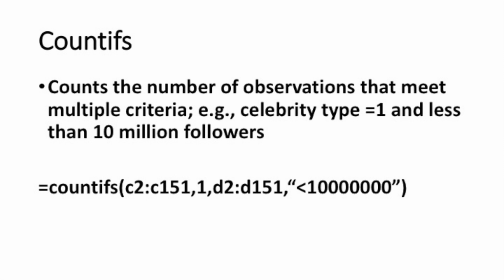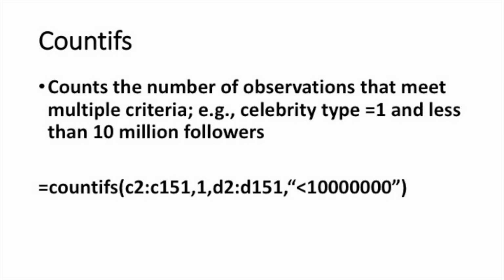So let's say the celebrity type variable is in the third column, which is column C, and the number of Instagram followers is in the fourth column, which is column D. And let's say we have 150 observations, and they start in the second row and go down to the 151st row. So here's how you use the COUNTIFS formula.